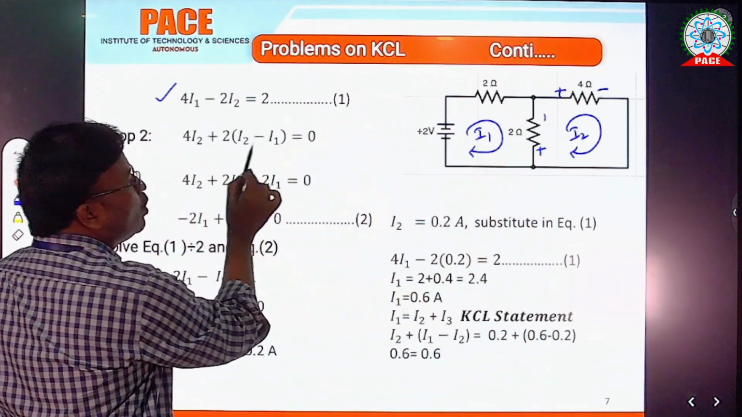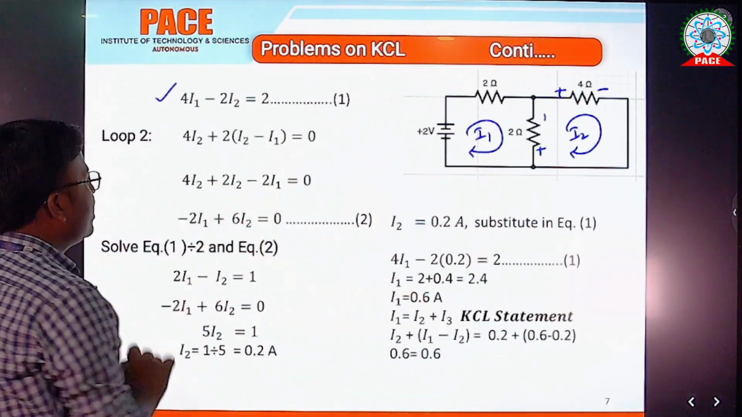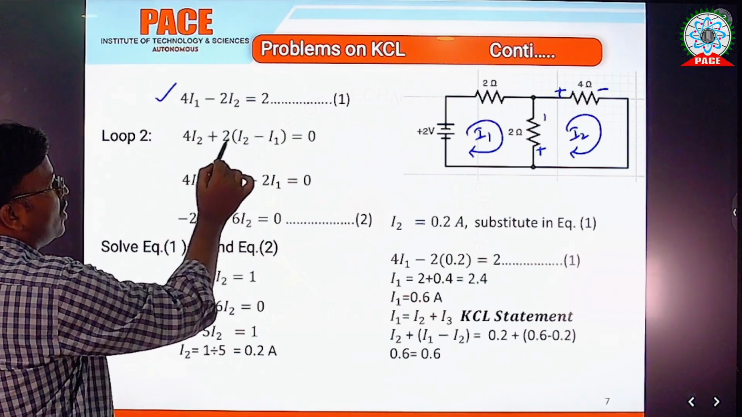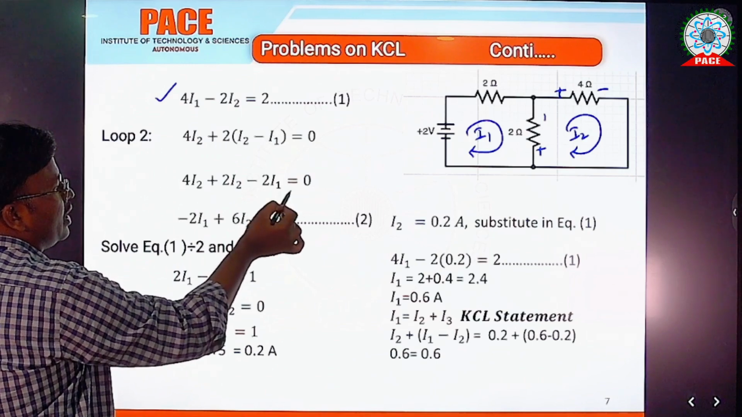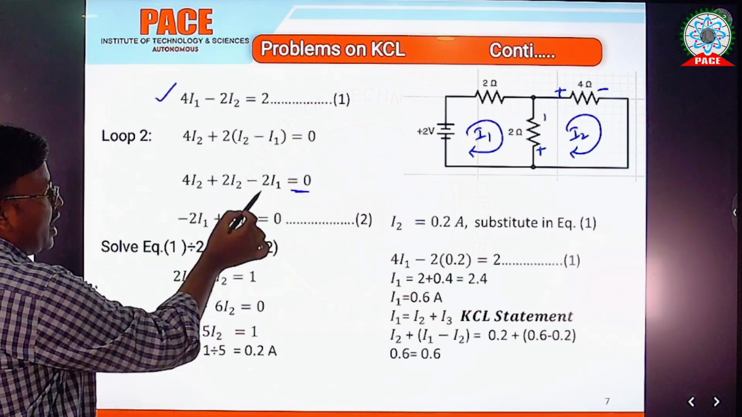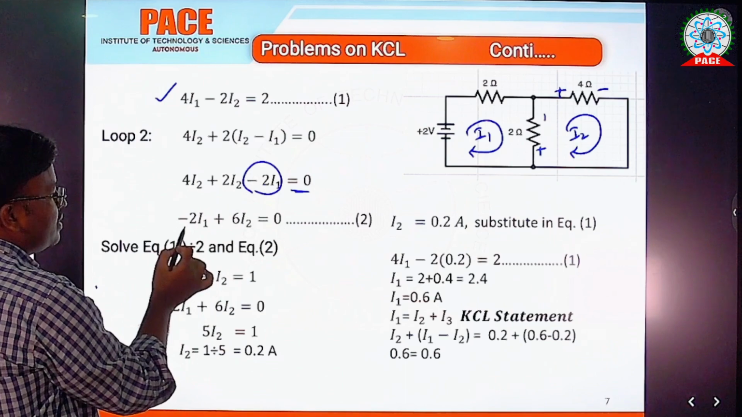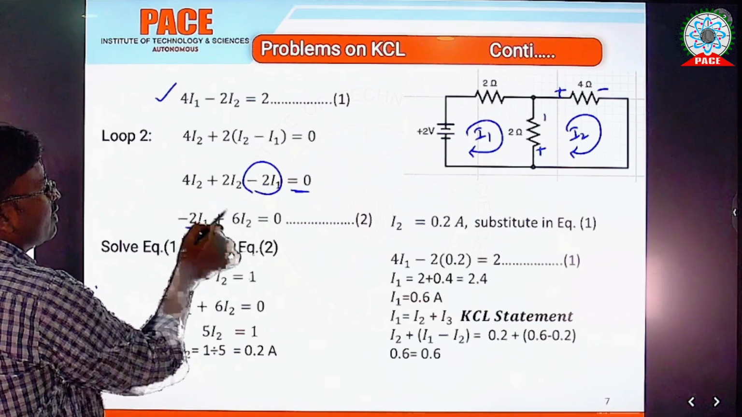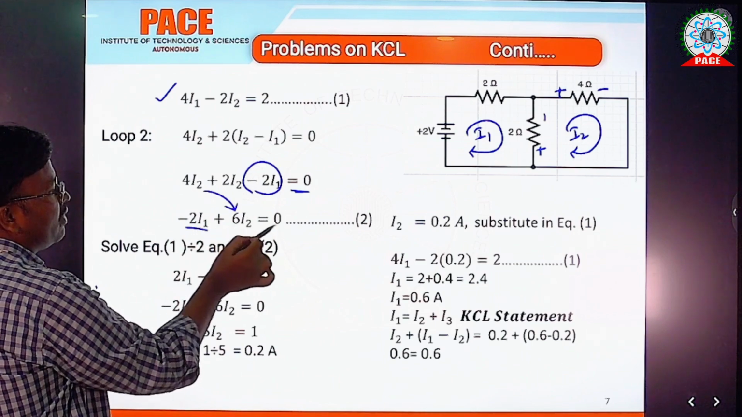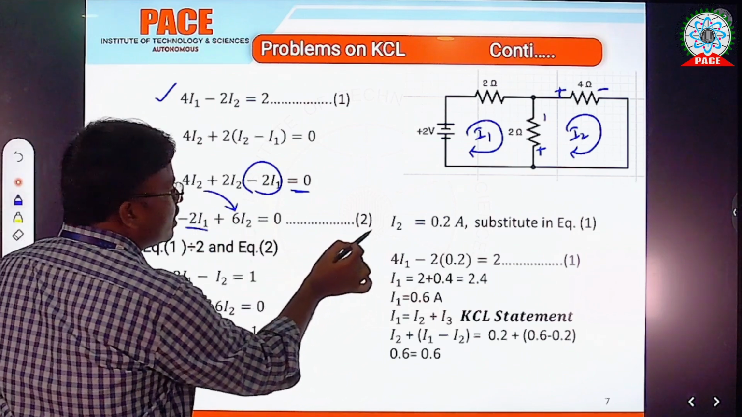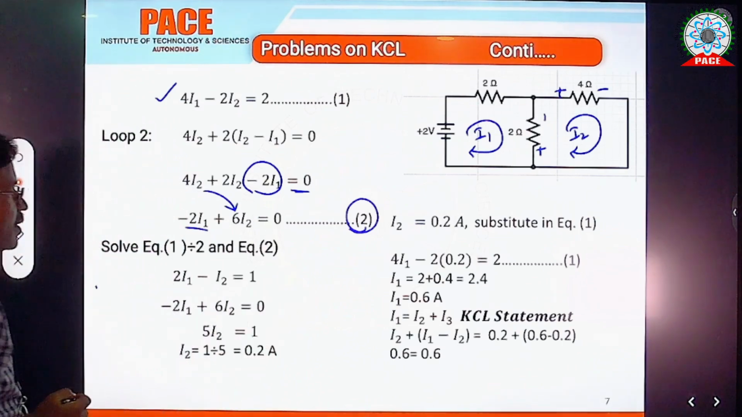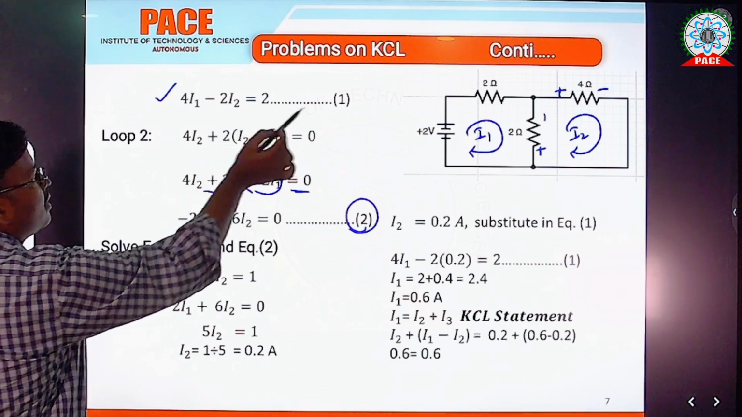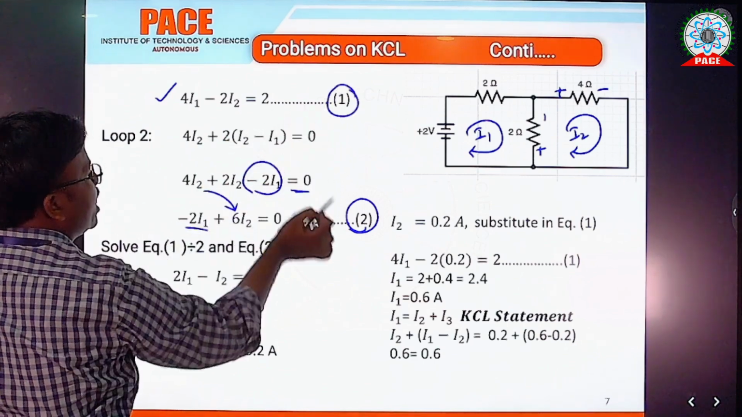So 4I2 plus 2I2 minus 2 into I1. Writing I1 first, then 4I2 plus 2I2 gives 6I2, and it is equal to 0. I call this equation 2. We solve equation 1 and equation 2 here.